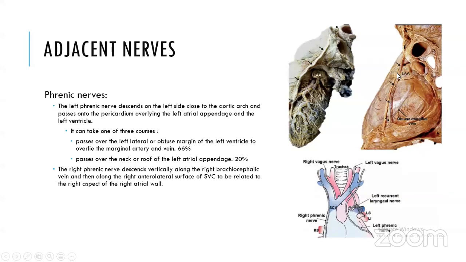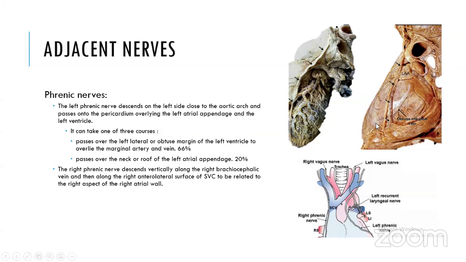and passes into the pericardium overlying the left atrial appendage and the left ventricle. It can take one of three courses. It might pass over the left lateral or obtuse margin of the left ventricle to overlie the marginal artery and vein, and this is in 66% of the population. Also, it passes over the neck or roof of the left atrial appendage in 20% of the cadavers or population.